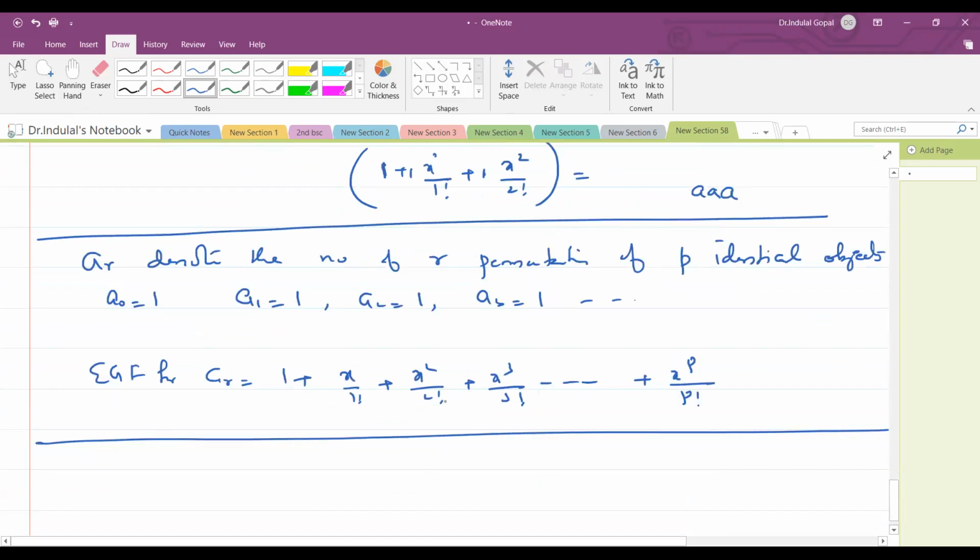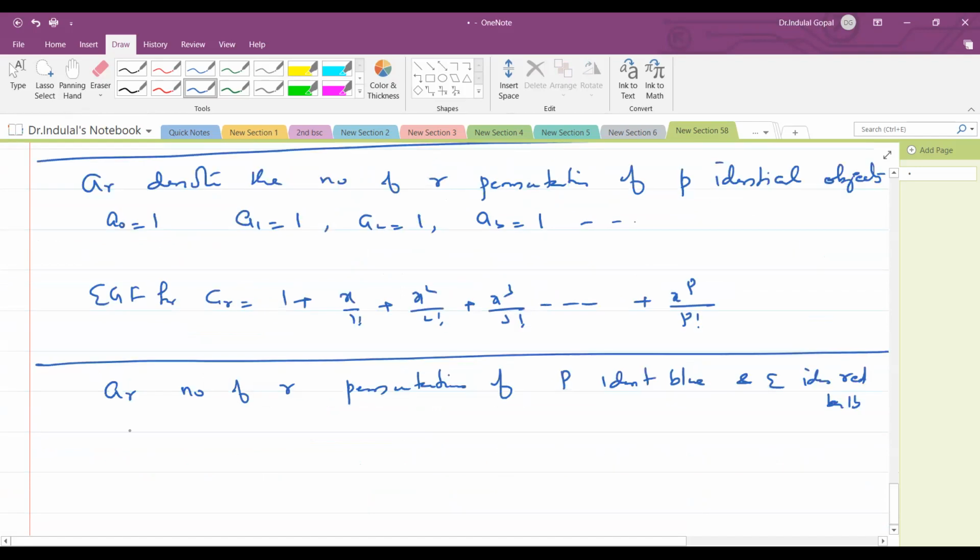Next one. Suppose AR denotes the number of R permutations of P identical blue balls and Q identical red balls. This is the exponential generating function for AR.